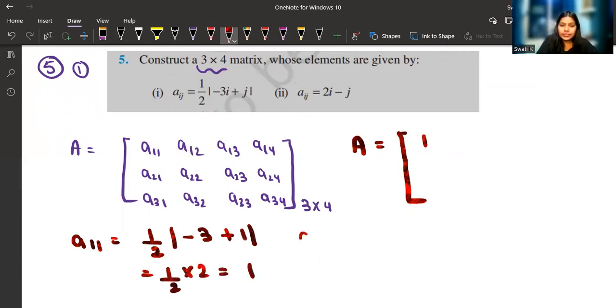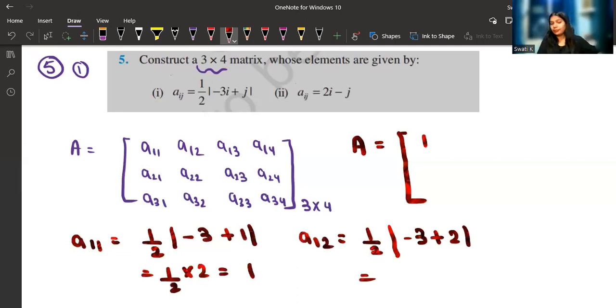Now the next entry is A12. That means 1 upon 2. i is 1 only, so minus 3 plus j is 2, so minus 3 plus 2. Minus 3 plus 2 is minus 1, but it is inside the mod. If you bring it outside the mod, it will come out positive. That's a property of mod. So 1 upon 2, that means the second entry is 1 upon 2.